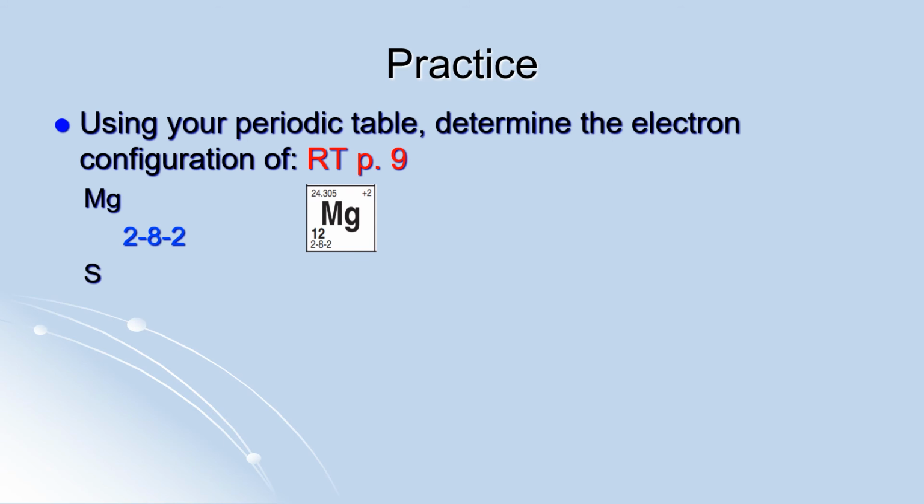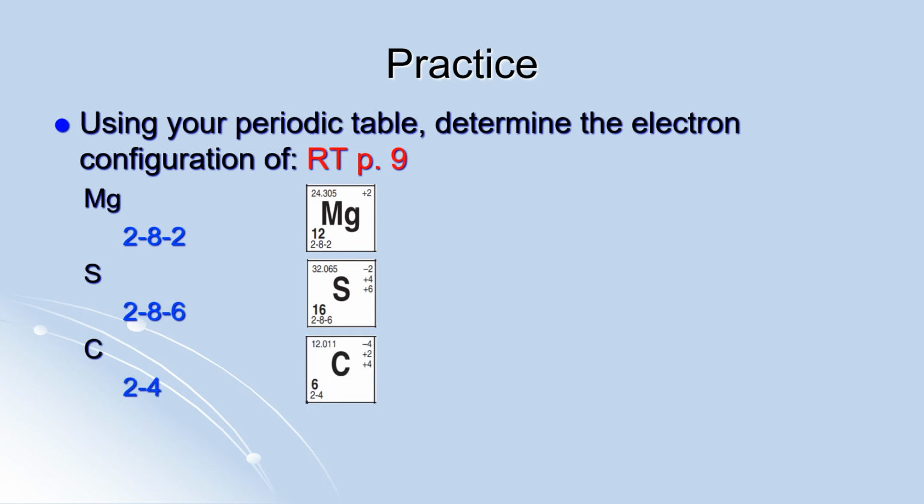Okay, next up we've got sulfur. We go to the periodic table, find sulfur. The electron configuration, look at the bottom left corner, turns out to be 2-8-6. Next up we've got carbon. Find carbon in the periodic table. Look at the bottom left corner, electron configuration turns out to be 2-4.